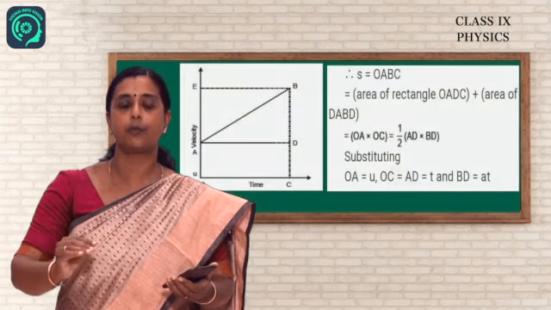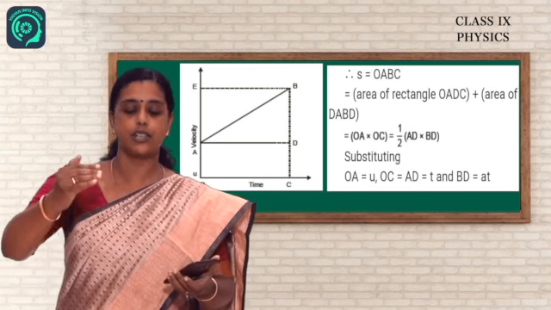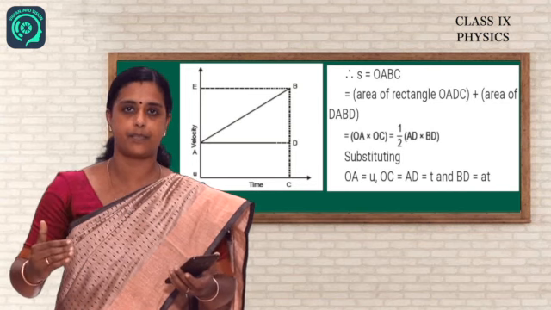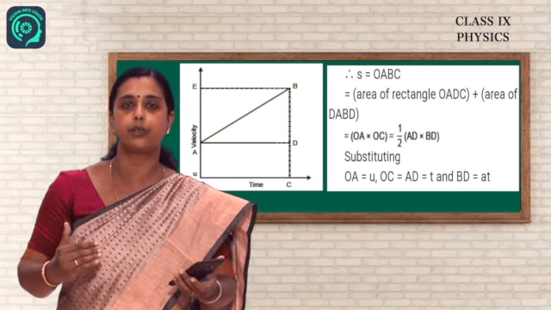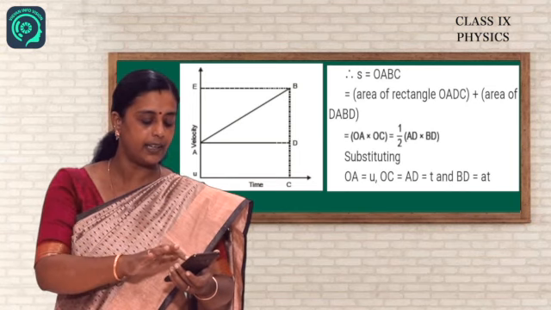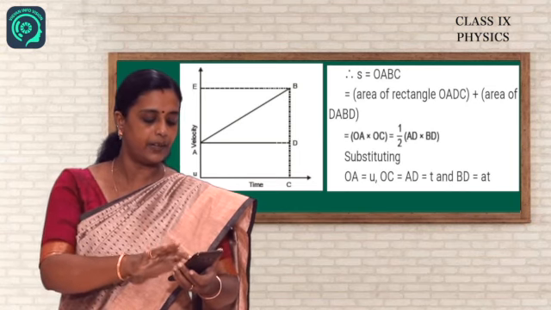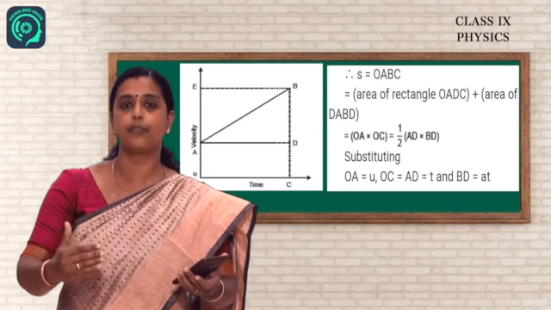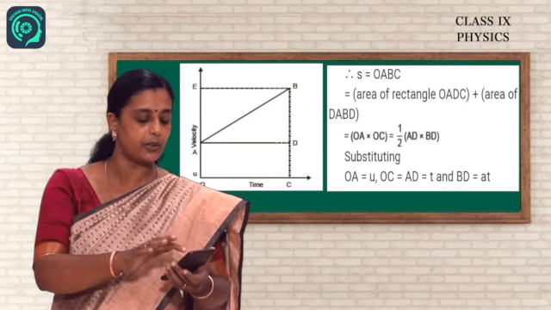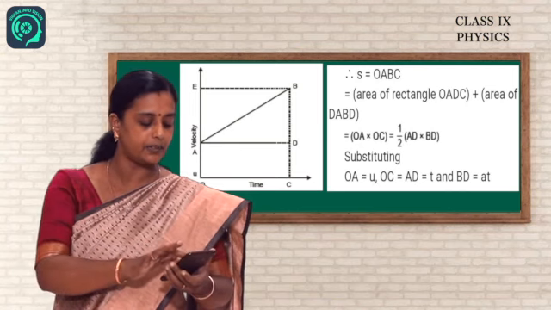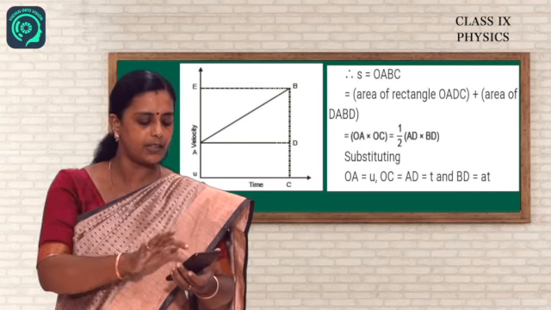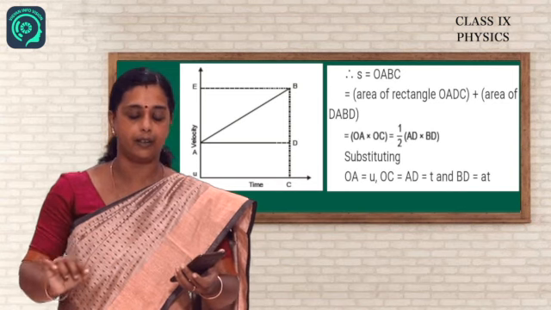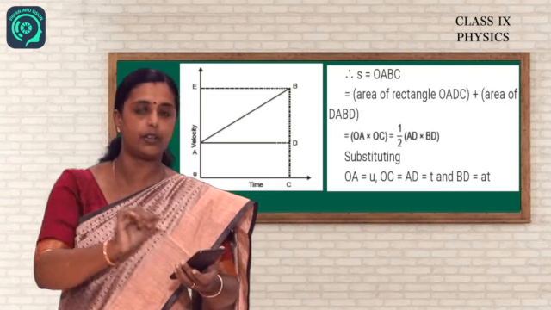In the second equation of motion, you have to consider, as we have studied, that the region below the velocity time graph will give you the distance. So, s is equal to area of the triangle ABD plus area of the rectangle OADC. What is area of the triangle ABD? It is same as half into BD into AD. And what is area of the rectangle? OA into OC.